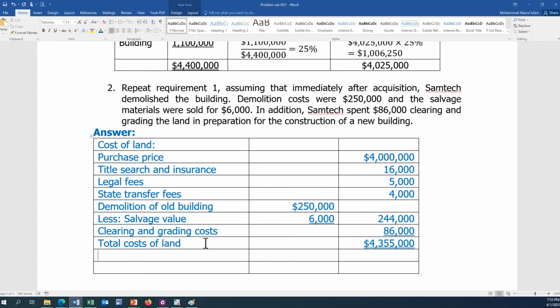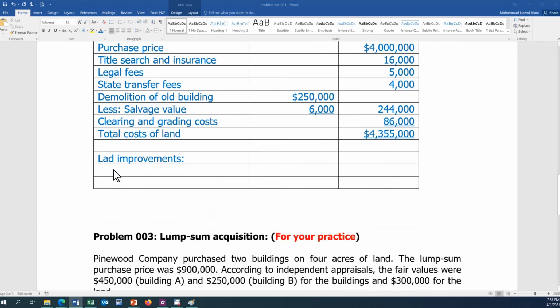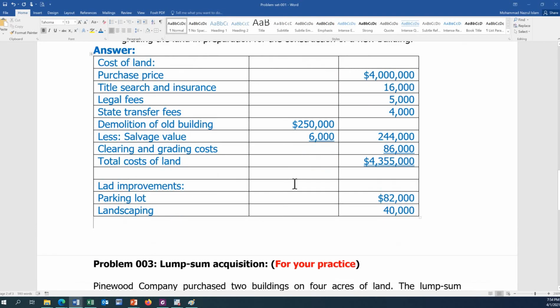And just for our note, we can write land improvements. The land improvements we have done so far: the parking lot, which we spent 82,000 on, that is land improvement. This is different: landscaping, and that is 40,000. Okay, so this is how we answer this question.